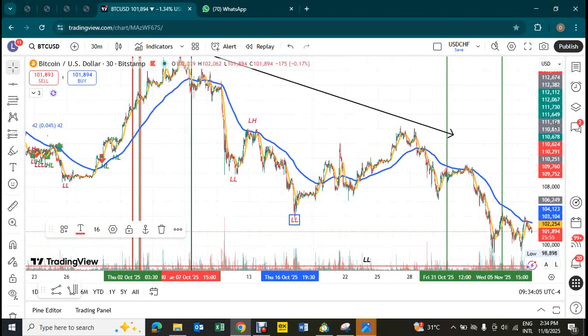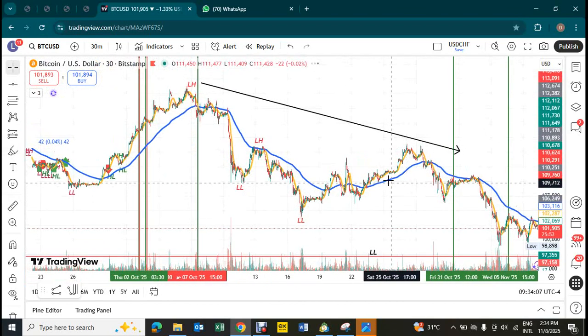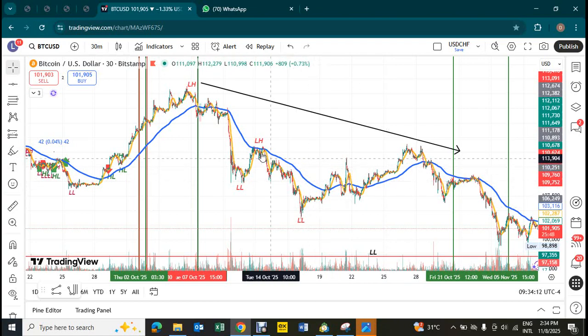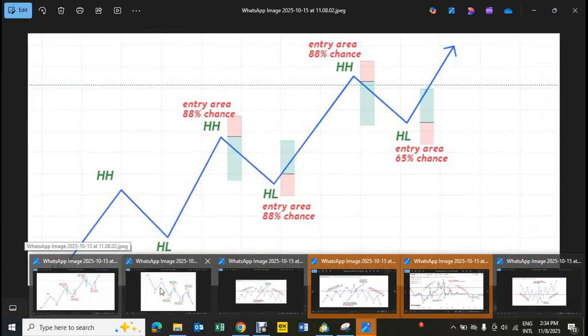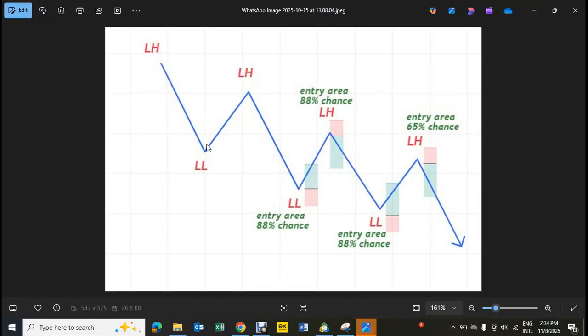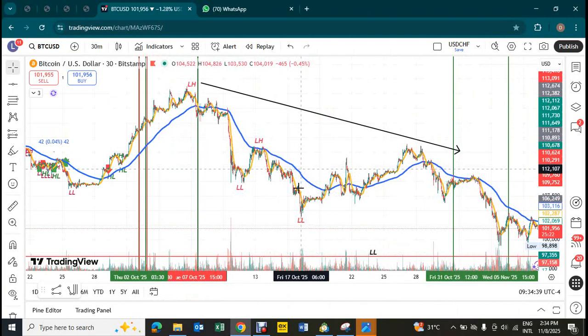Now we want to find the lower high. What we want to see is price come up, and we don't want to see price break through this lower high here. Just as you have here, you can see you have lower high, lower low, lower high, lower low, lower high. So this lower high that has the entry area 88% chance must not be more than this one here. It must still be beneath it. Now we want to find a lower high.